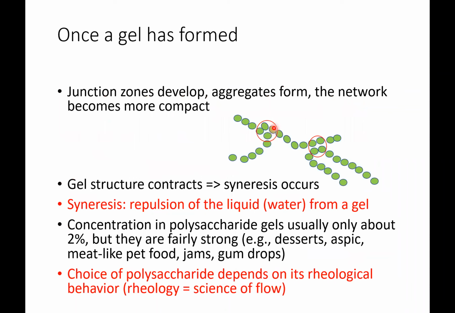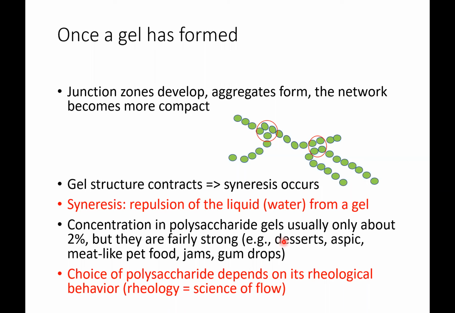So 2 chains, 3 chains, more chains come together and they form some sort of an organized area here that holds the gel together, gives it the strength. It presses water out, and that process is called syneresis. Syneresis means that the gel is repulsing the liquid, the water comes out.